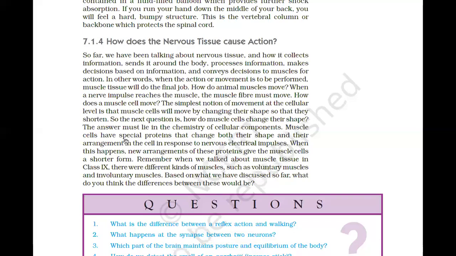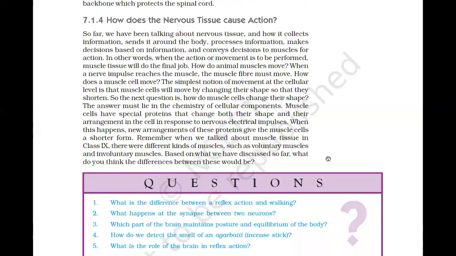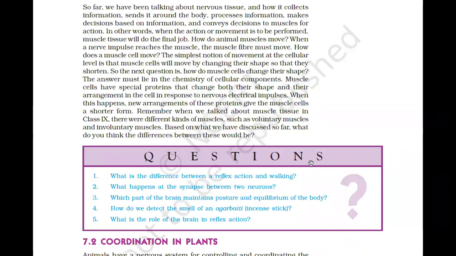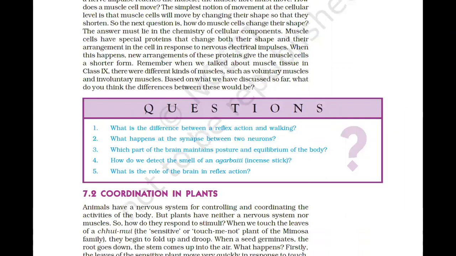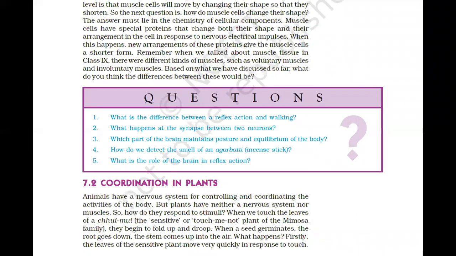The answer must lie in the chemistry of cellular components. Muscle cells have special proteins that change both their shape and their arrangement in the cell in response to nervous electrical impulses. When this happens, new arrangements of these proteins give the muscle cells a shorter form. Remember when we talked about muscle tissue in class 9, there were different kinds of muscles such as voluntary muscles and involuntary muscles. Based on what we have discussed so far, what do you think the differences would be?